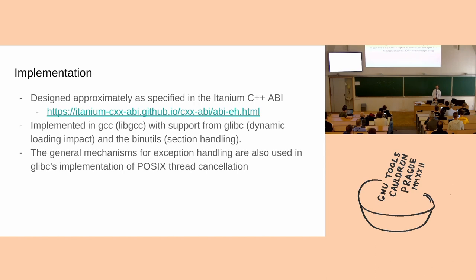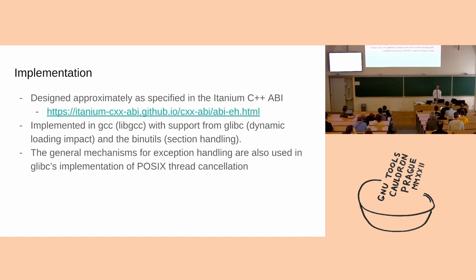Our implementation is based on the Itanium C++ ABI. We use declarative tables and small code fragments written in a special dwarf-based language to facilitate the unwinding. The bulk of the implementation is in libgcc, or libgcc_s, I should say. Nowadays, we have a bit of support from glibc for locating the shared object that contains the tables and getting a pointer to the unwind table so that the libgcc unwinder can use that. And there's also a little bit of binary support for that.